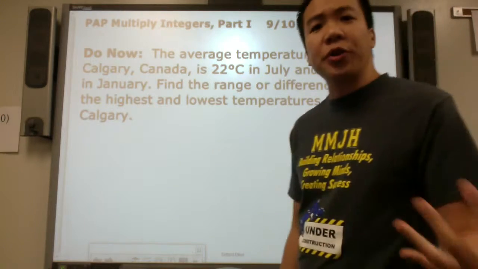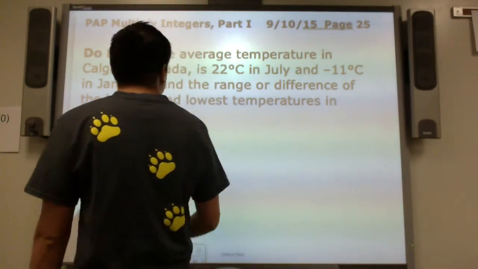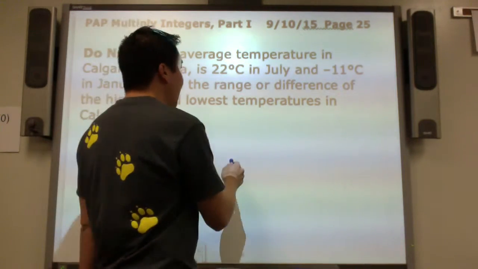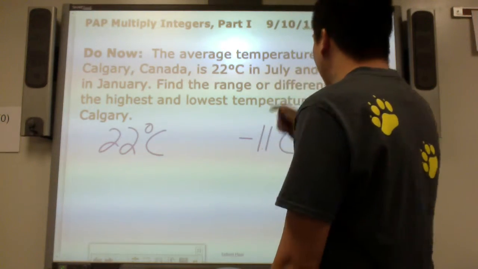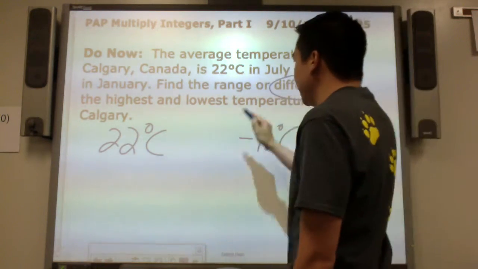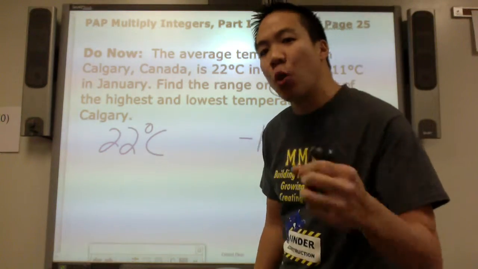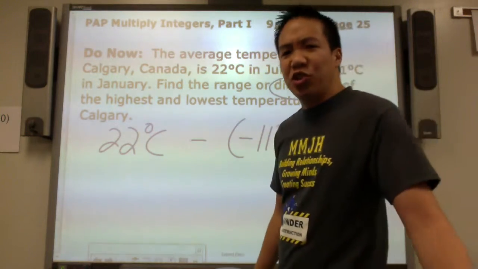Before we go, let's review what we learned about subtracting integers. The average temperature in Calgary, Canada is 22 degrees Celsius and negative 11 degrees in January. Find the range or difference of the highest and the lowest. The word difference is what operation? Subtraction. So, many ways you could do this.